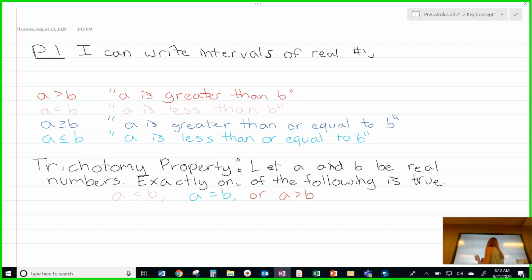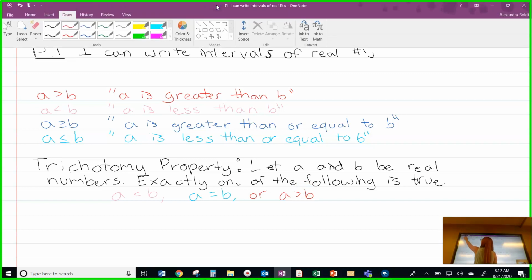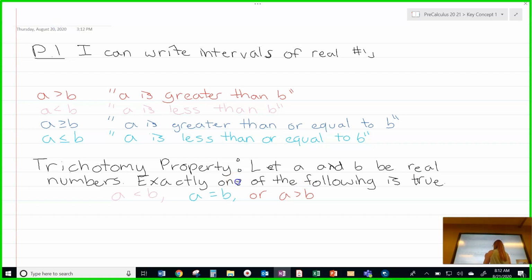So I need to write exactly one. There we go. Exactly one of the following is true. If I choose any two numbers, it's only going to fit in any of these cases. So if I say like A is 2 and B is 5, then 2 is less than 5. This is the only case that works, right? 2 is not equal to 5 and 2 is not greater than 5. So there's always one and only one of these things that is true. Okay.